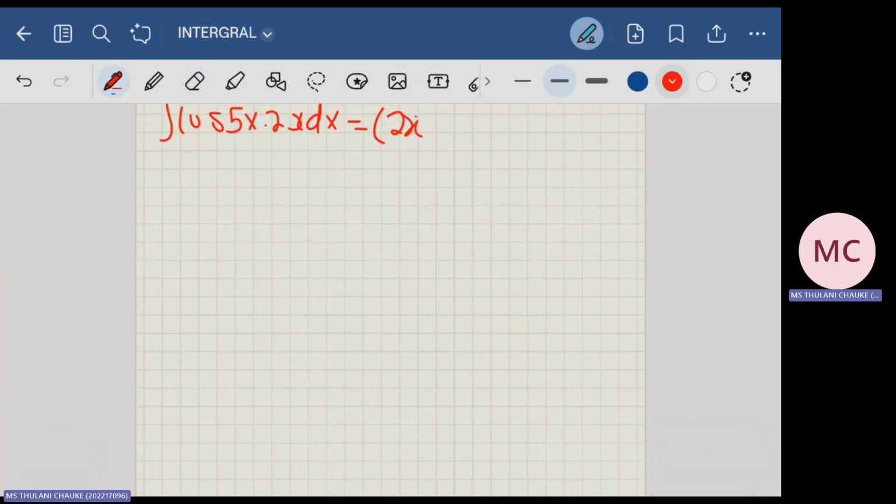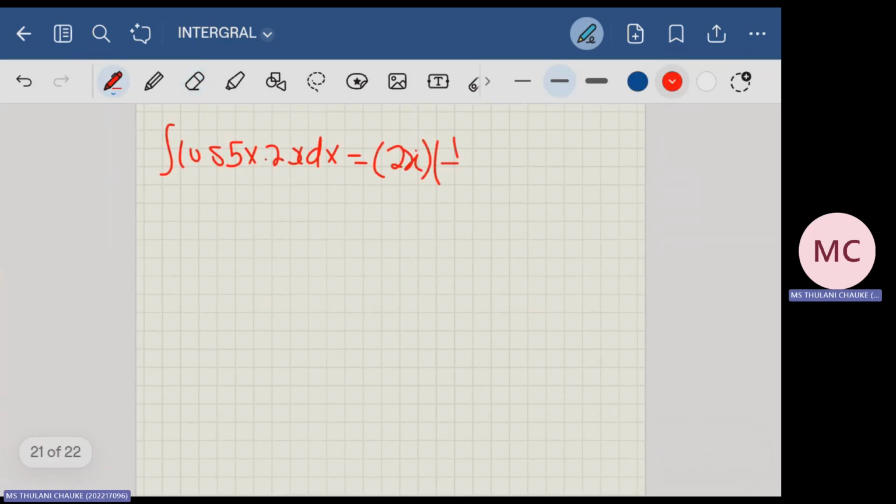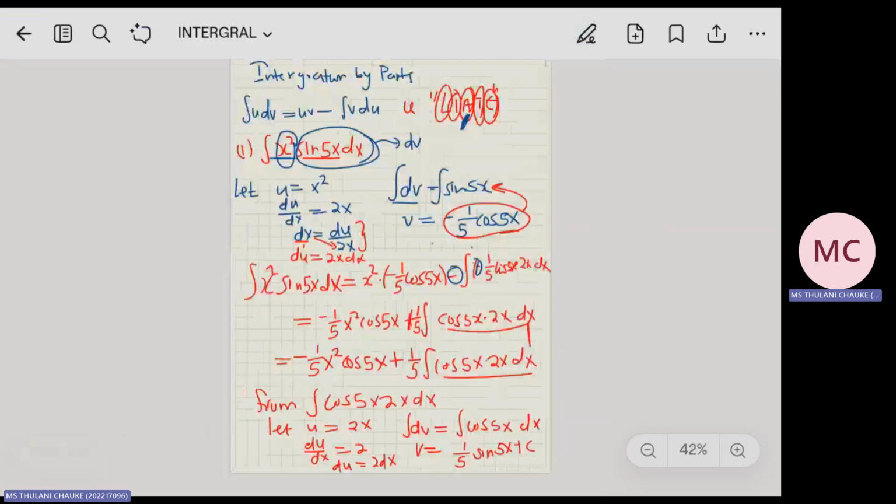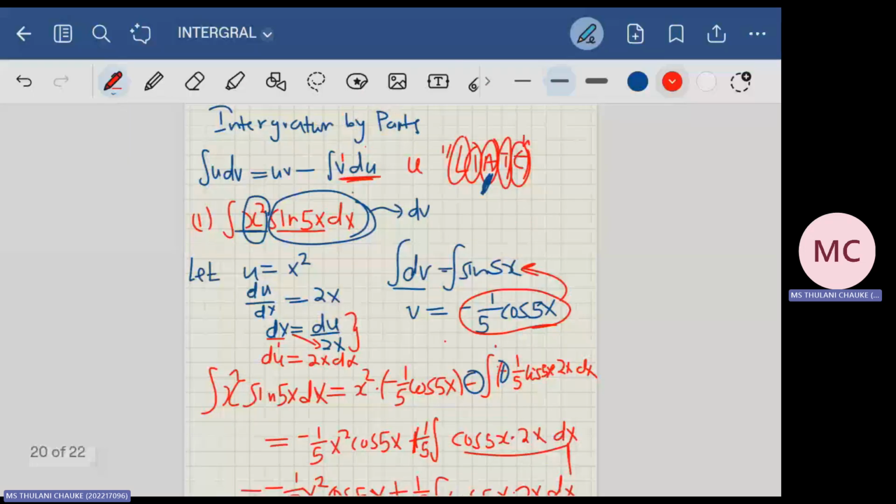Our u is 2x, multiplied by v, which is 1/5 sine of 5x, minus the integral of 1/5 v, which is this one, and du. We discussed what is the u. I need to substitute v du. I already substituted v, now I need the u.